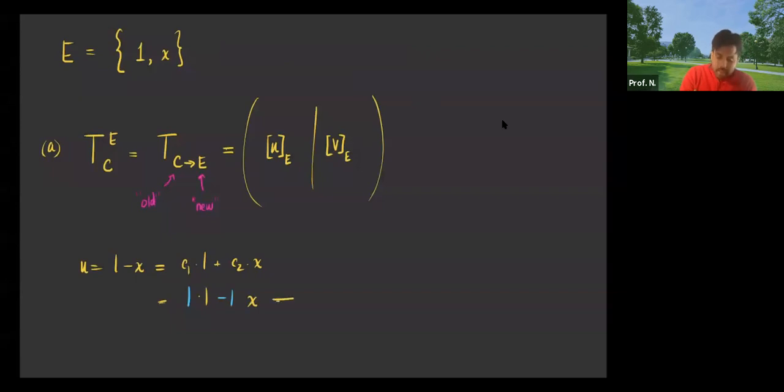But then this immediately, what does this give me? It gives me the coordinates of 1 minus x relative to the standard basis vectors, which is what? 1, negative 1. So this first column here is going to be 1, negative 1.